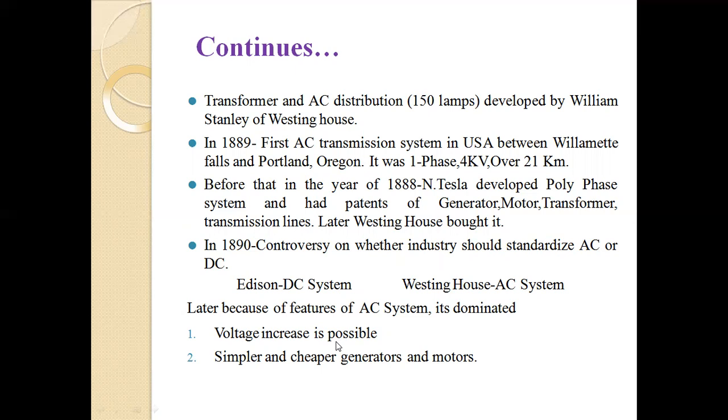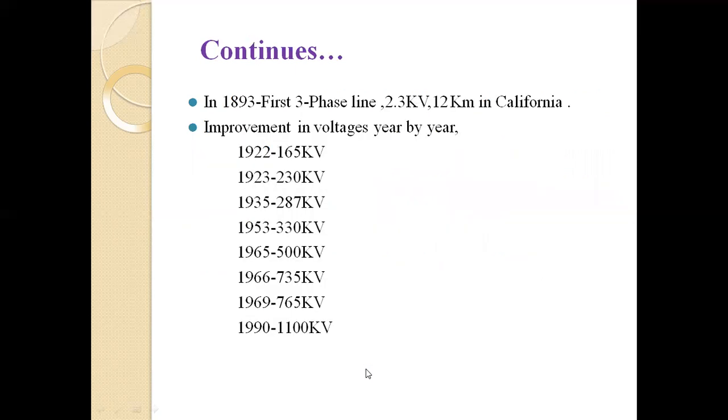First, voltage increase is possible. Second, generators and motors are simpler and cheaper. In 1893, the first three-phase line, 2.3 kV over 12 km, was built in California. Next, there was improvement in voltage year by year. In 1922, 165 kV was there. In 1923, 230 kV. In 1935, 287 kV was present.